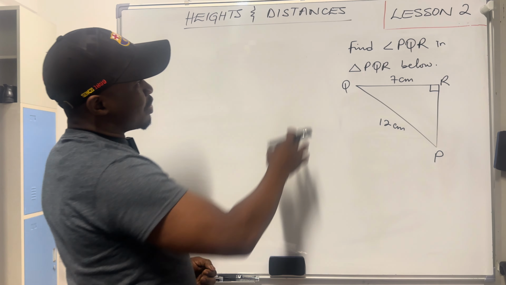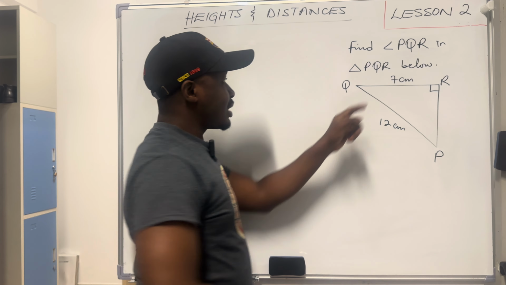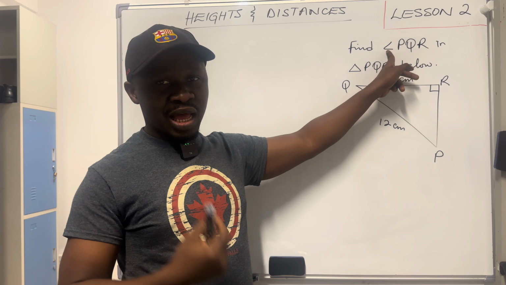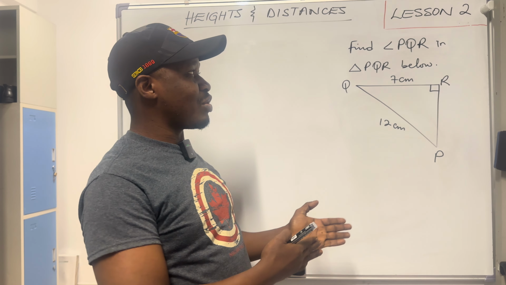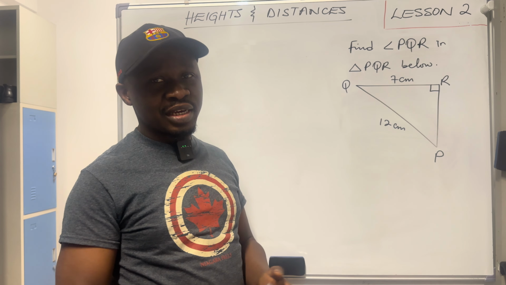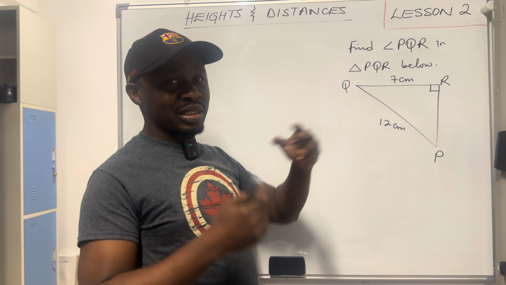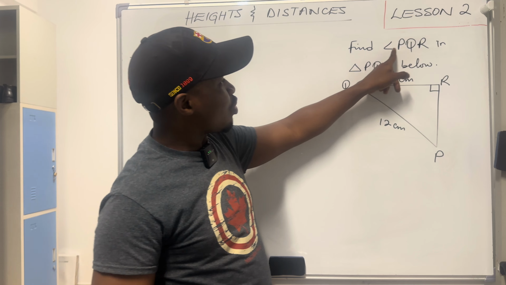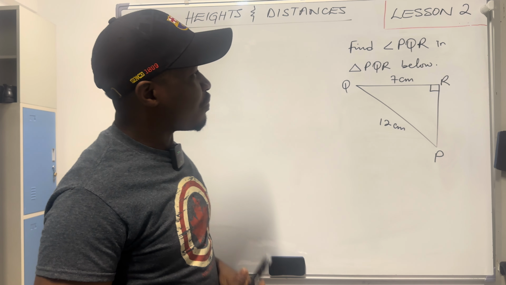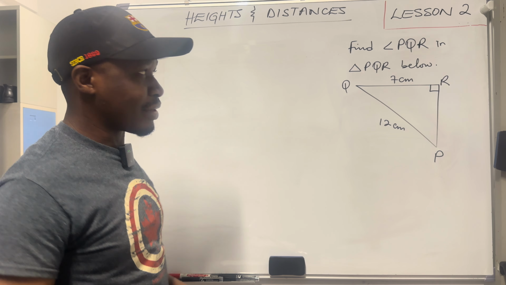It says find angle. This symbol represents angle. Sometimes you don't want to spell A-N-G-L-E, so once you see this symbol, it is angle. Find angle PQR.